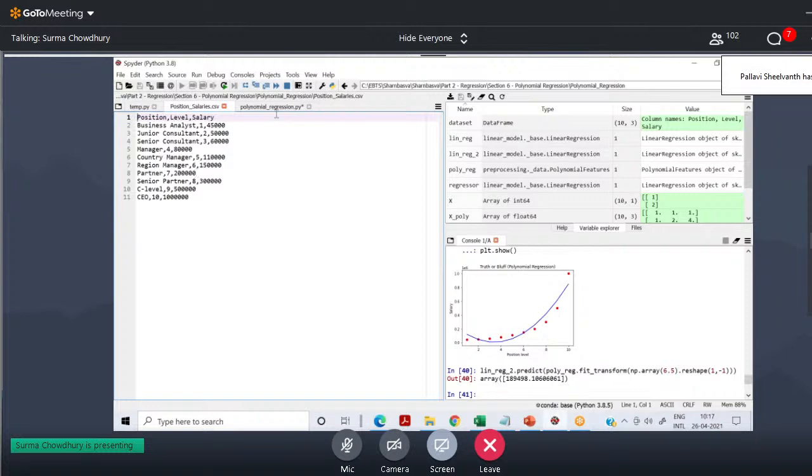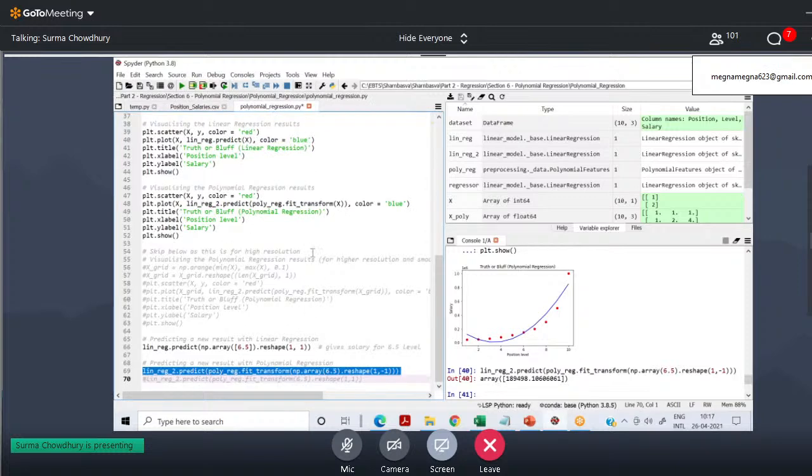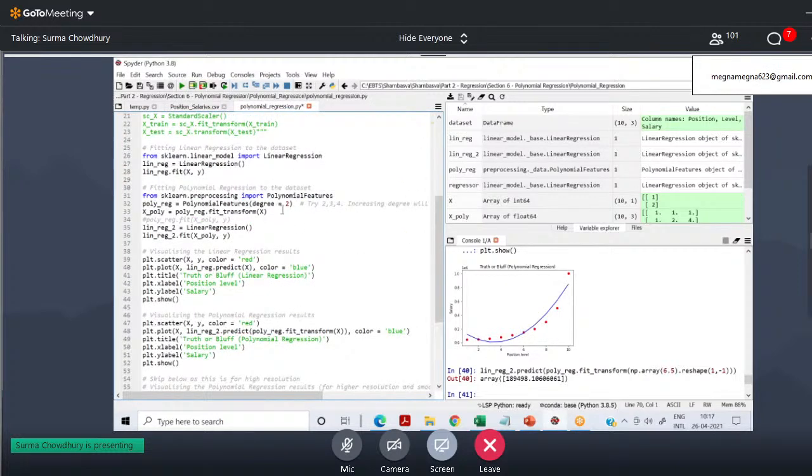That's why I again varied the degree equal to 3, then I varied degree equal to 4, and then found out the optimum value of the degree, which will give you a very accurate answer for 6.5, which will give you the most accurate salary. Okay, so this is how we do the polynomial regression. Have you understood, Bhagyashree? I think whoever did not understand, have you now understood?